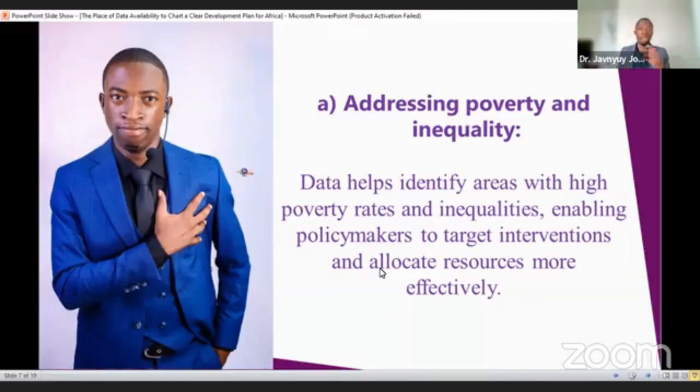Data helps identify areas with high poverty rates and inequality, enabling policymakers to target intervention. The key word here is target intervention. You cannot practice target intervention as a leader, as a policymaker, without data. So with the right data availability, it is easy for nations and cities to address poverty and inequality.